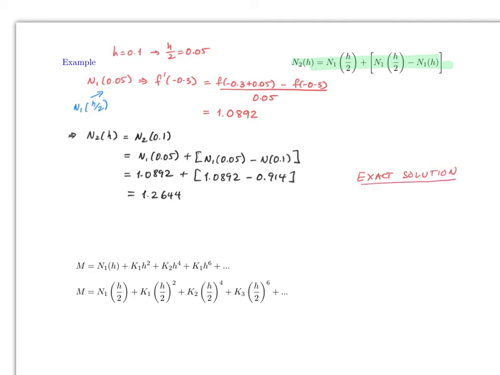So the exact solution, f prime of minus 0.3, is equal to 1.25856. So you can see that this is way closer to this than this was. So that's the advantage of the extrapolation. You're still using the same method. You had to do more work, but it's still the same method. You just improve the method.